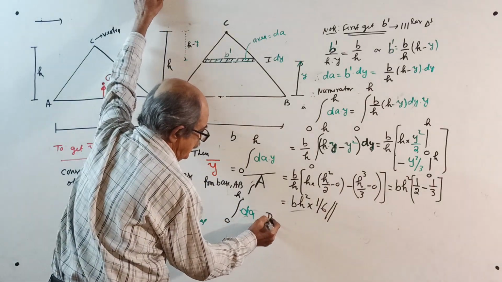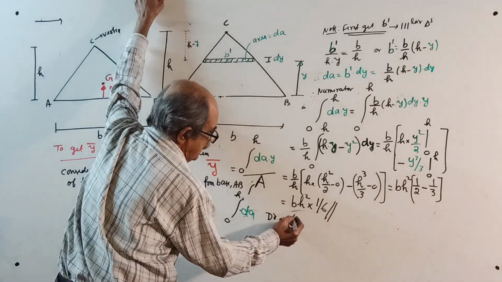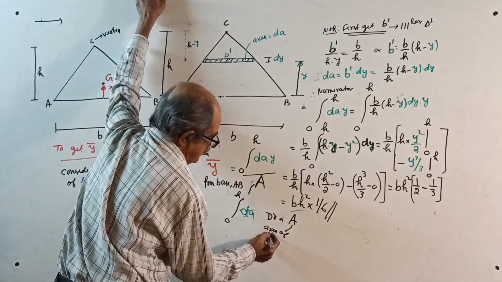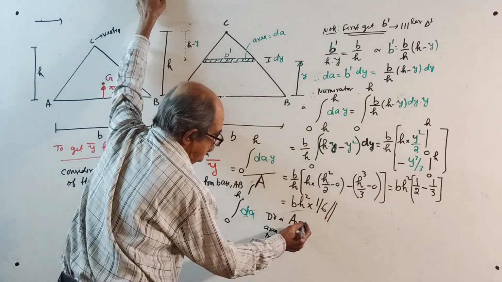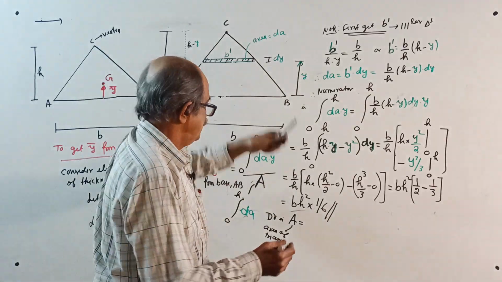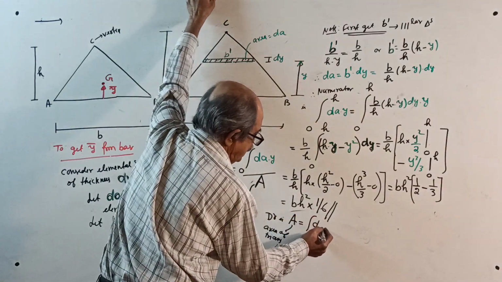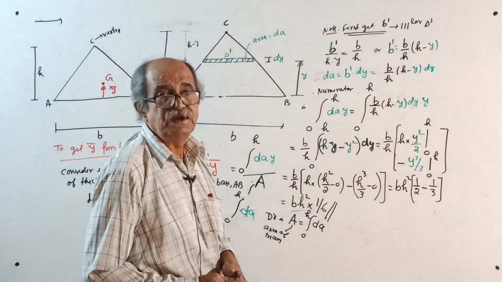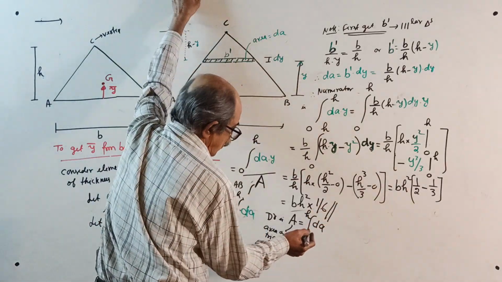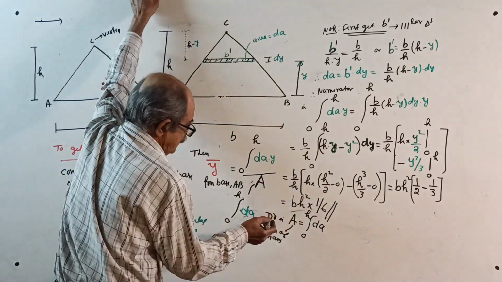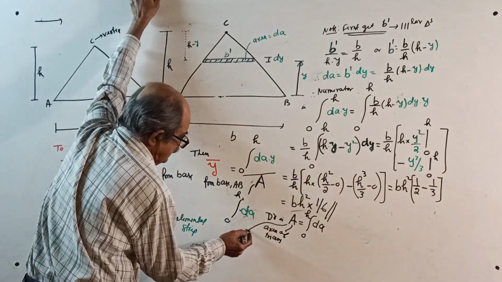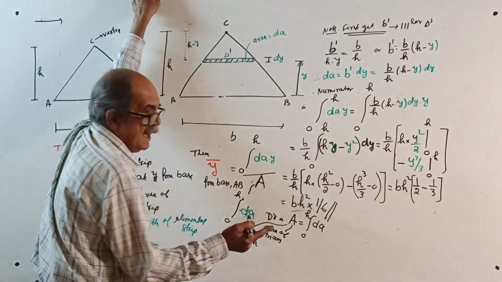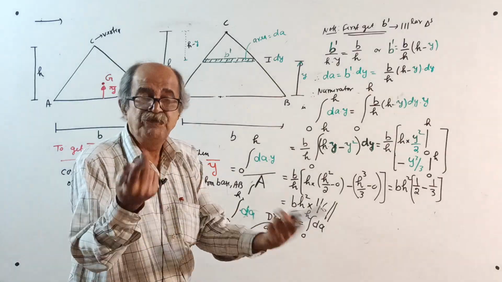See, the denominator is A, that is the area of the triangle. Area of the triangle equals the integration of dA from 0 to h. Actually, it is a waste of time right here, because everybody knows that the area of the triangle is half into base into height. You can directly use it. Still, for your information, I will do it here.